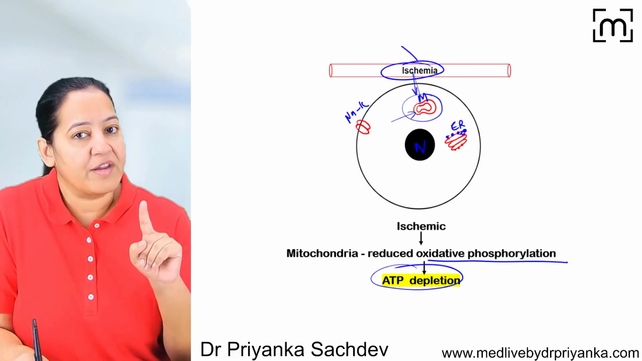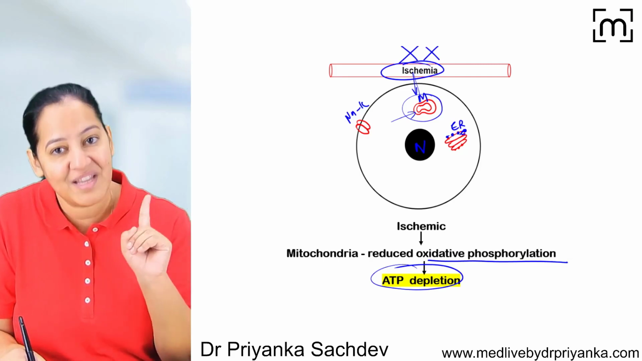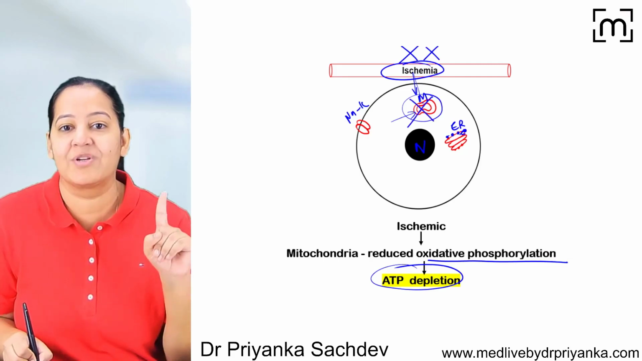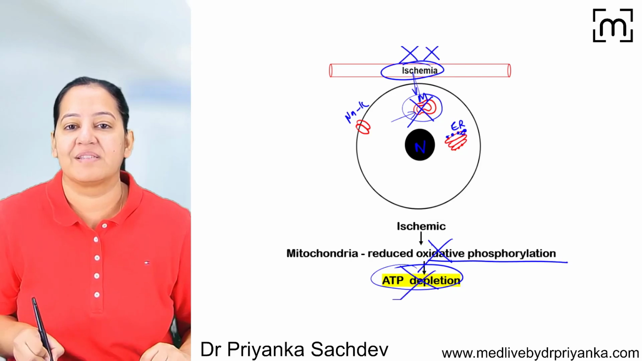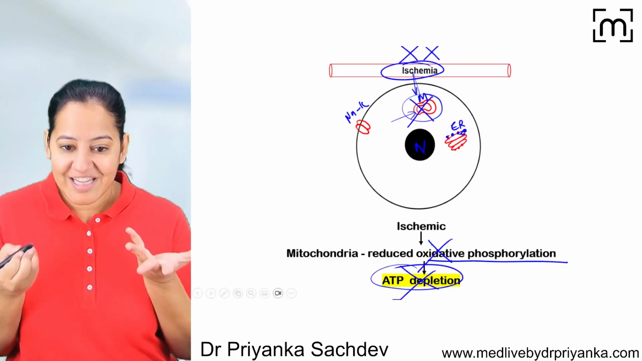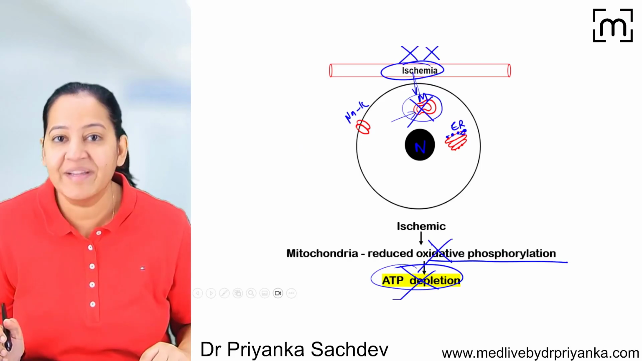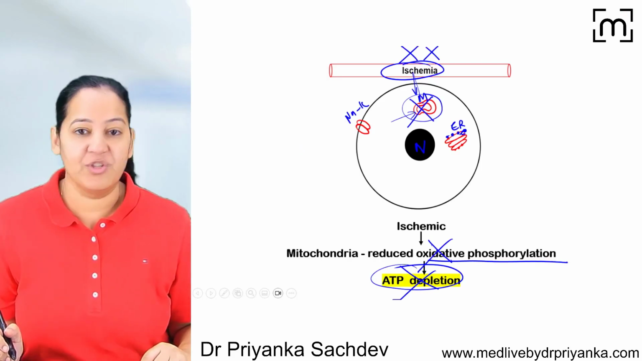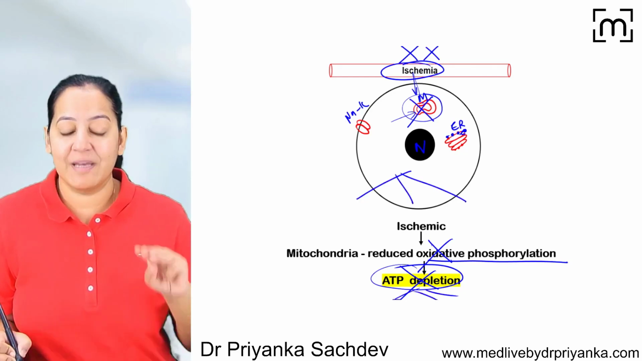Now, if the cell is not getting the blood, the cell is not getting the oxygen inside the mitochondria, there is no oxidative phosphorylation. If there is no oxidative phosphorylation, there is no ATP synthesis. So that is the mechanism of ATP depletion. You will be thinking, ma'am, why is ATP required for the cell? If ATP is not there, will the cell be injured? Yes, the cell will have cell injury if ATP is not there, by 3 mechanisms. So let me explain the 3 mechanisms.